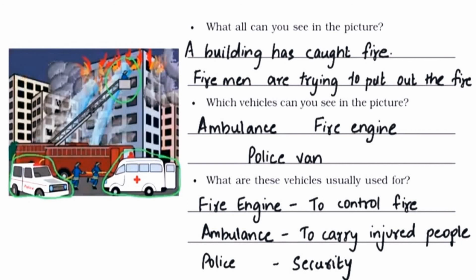Now what are these vehicles usually used for? Fire engine is used to control fire. Ambulance is used to carry injured people and police is there for security.